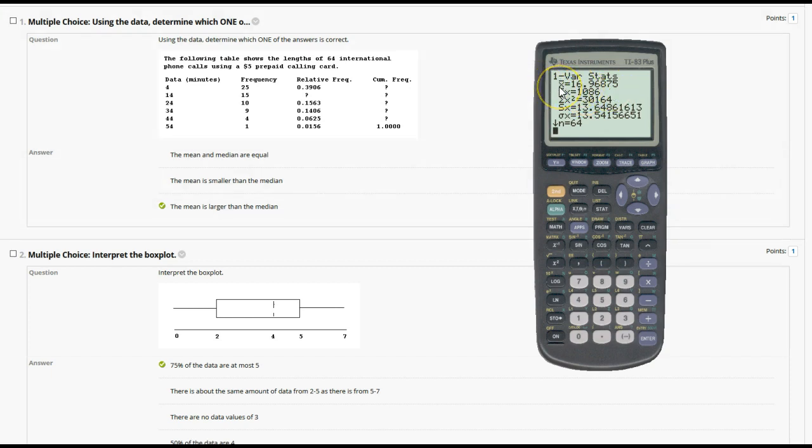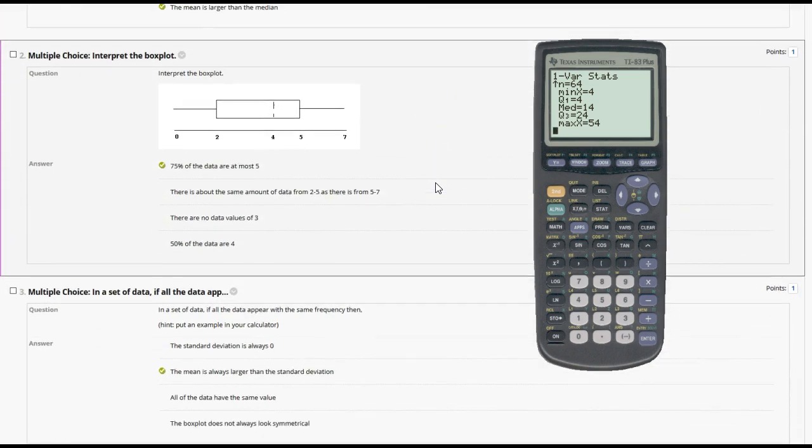Remember that the X bar, this first one, the X with the bar over it, is our mean. And then we can scroll down. So the mean is 16.96. We'll scroll down and we can find the median is 14. So if we look at this, the mean and the median are equal? No. The mean is smaller than the median? No. The mean is larger than the median? Yes, so your answer should be this last one.